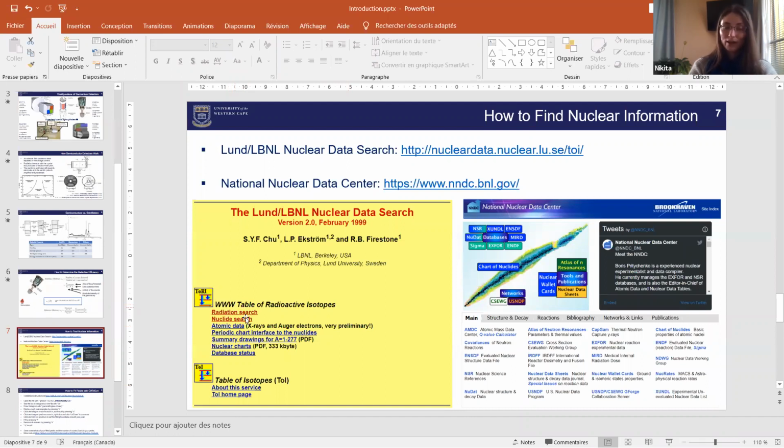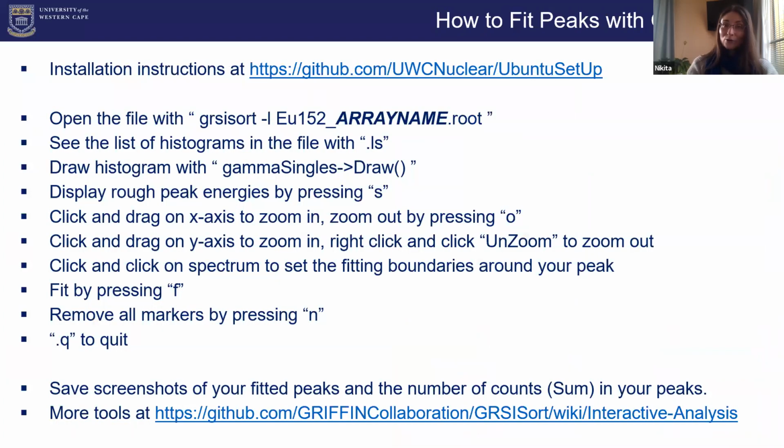So if I come back to the slides here, we've looked at this: either search by energy of the gamma ray or by isotope to get a full list. And we've looked at how to use the chart of nuclides. So now you know how to get all the information. Now you need to start working, start doing.